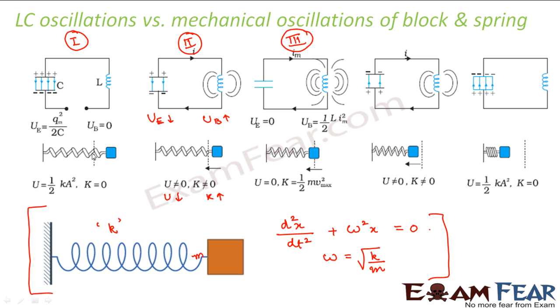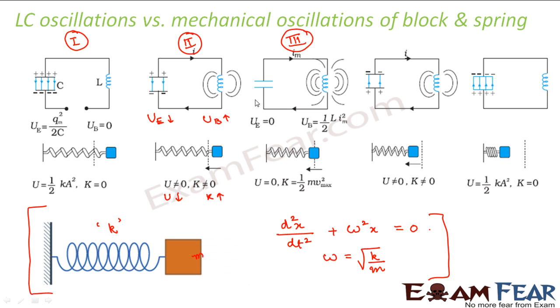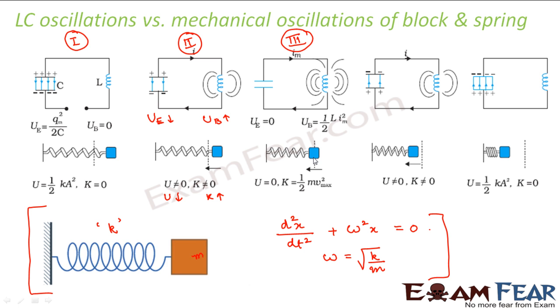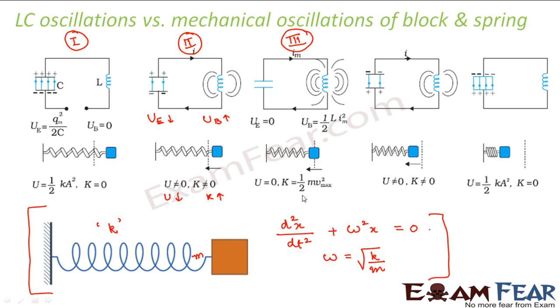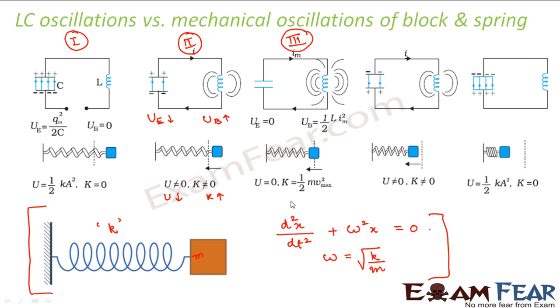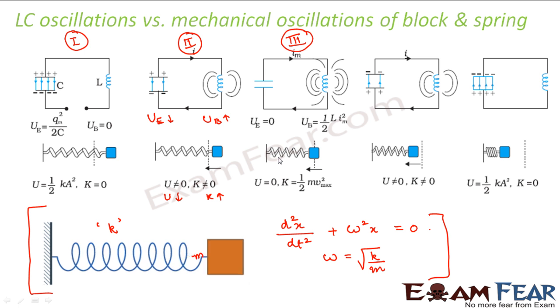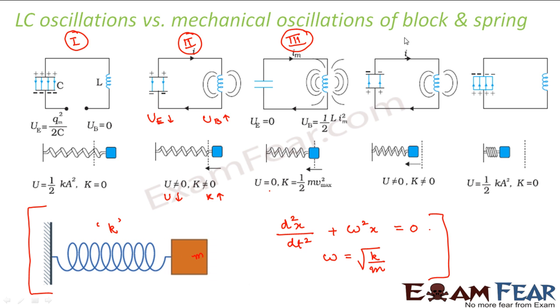In the third step, in my electrical circuit, the capacitor is completely discharged. That means the electric field energy became completely 0 and the magnetic field energy became maximum. So here also, as soon as it reached the equilibrium position, the potential energy became 0 and the kinetic energy at the mean position is maximum, because the block has a huge tendency to move towards the side, right? So the kinetic energy is maximum and your potential energy became 0.